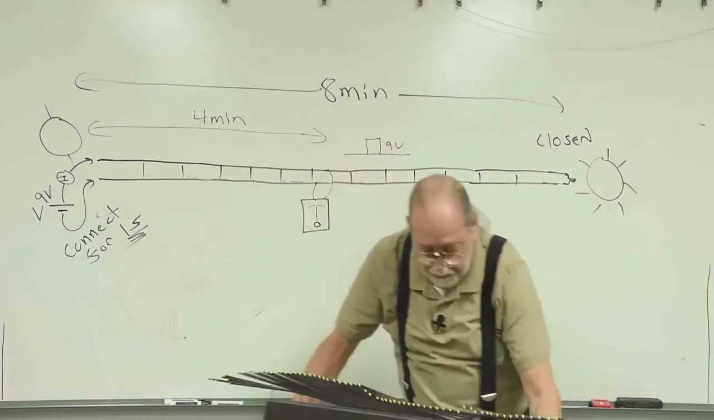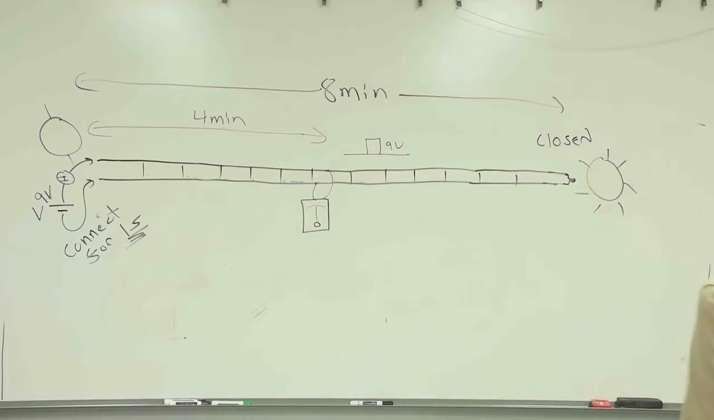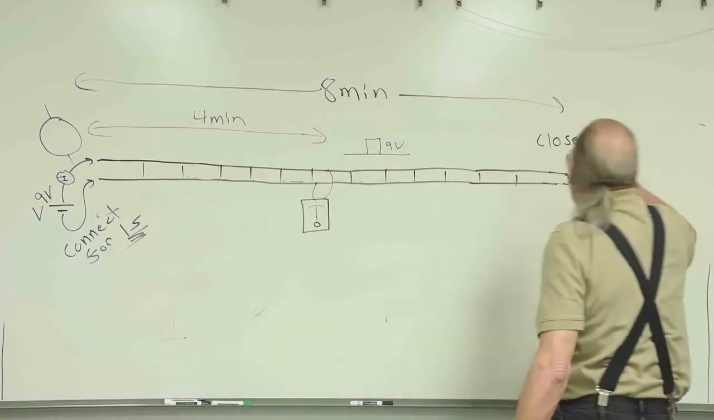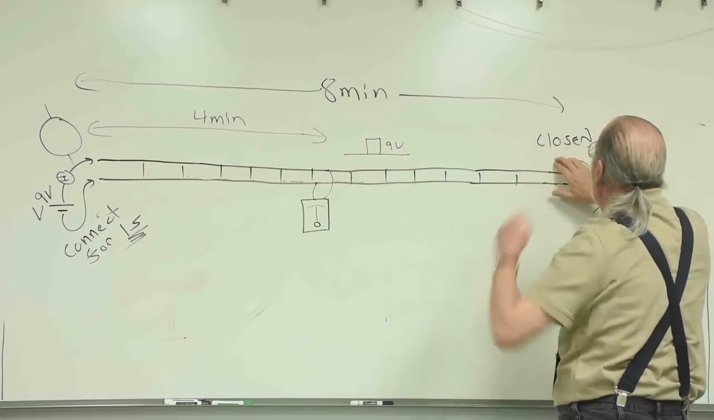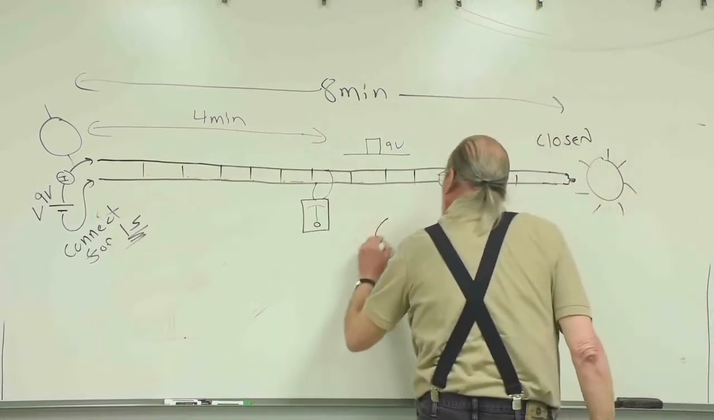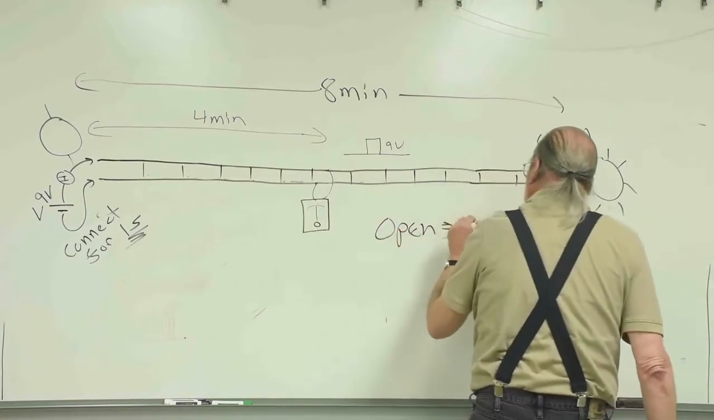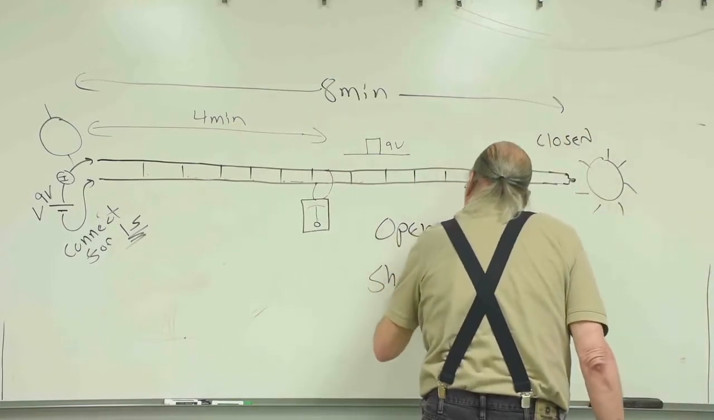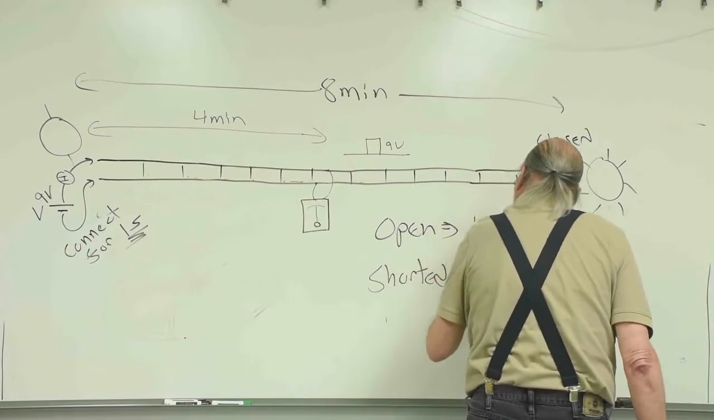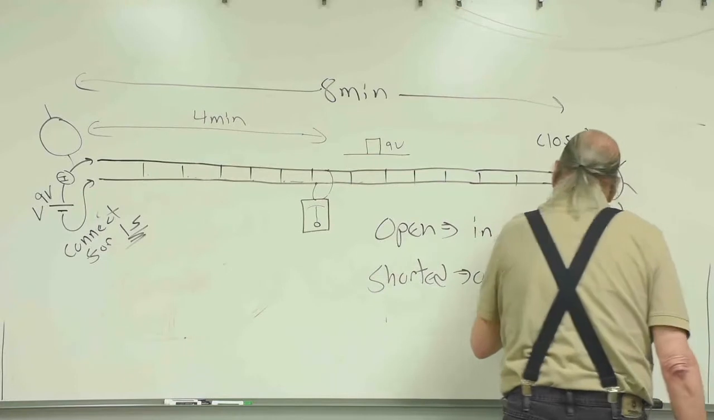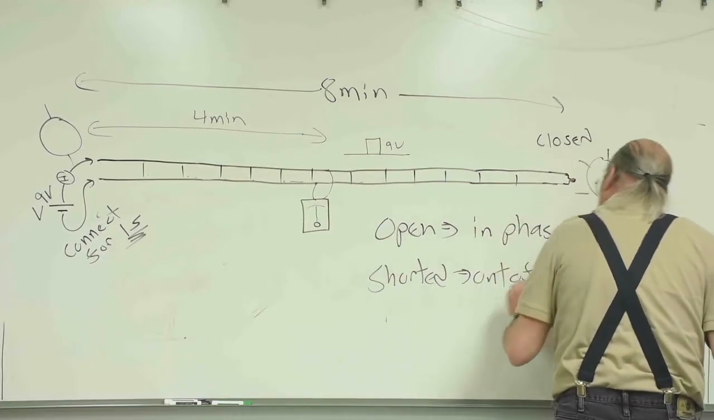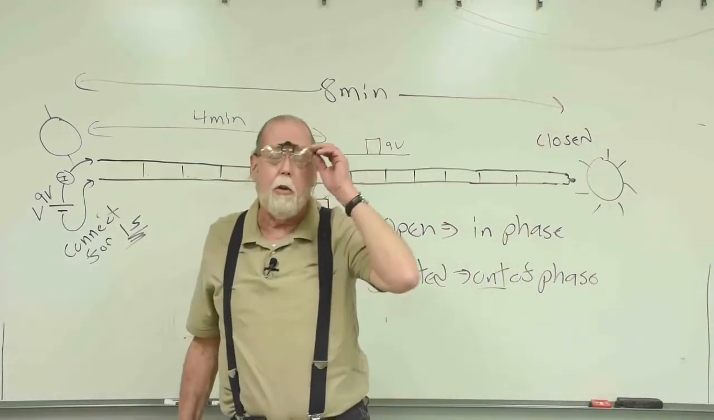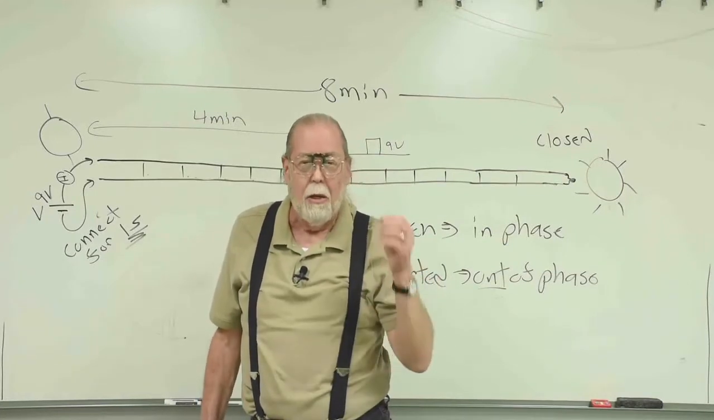So what happens here is that when a signal hits the end of the line, it is reflected. If it's closed, it's reflected. If it's open, it's reflected in phase. If it's shorted, it's reflected 100% out of phase. Okay? So the question is, how do you get it to not reflect?